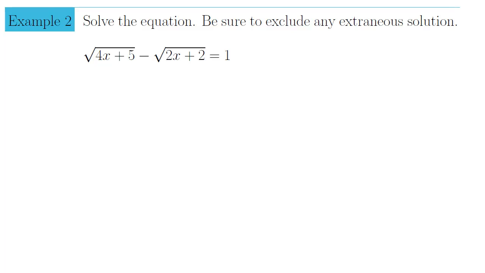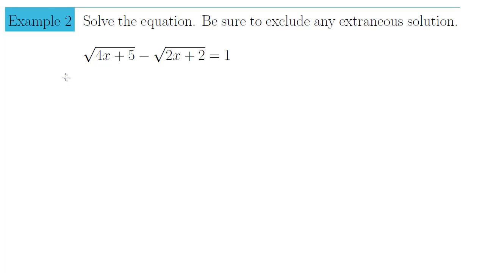Alright, so here's our second example. We have to solve the equation root 4x plus 5 minus root 2x plus 2 equals 1. Now it turns out that when you have two roots being added or subtracted, the equation becomes a lot more complicated to solve. Right? It's still the same basic procedure, but you run into the problem of having to square both sides twice. Right? So let's just go through our steps 1, 2, 3, 4 like the other examples and try to keep it as simple as possible.